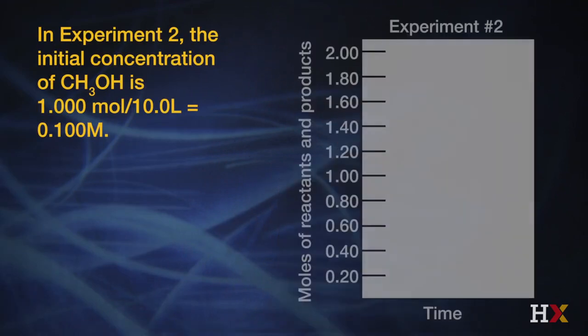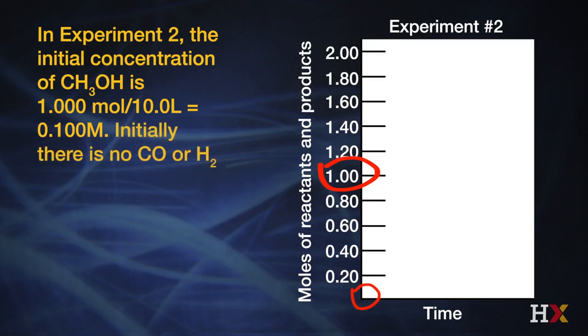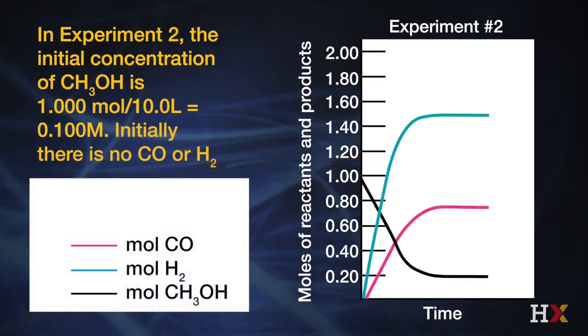But this gets more interesting because we can change the experiment around and start with conditions for which methanol is present at a concentration of 1 mole, and it's 1 mole per 10 liters, which gives us 0.1 molar. If we start the reaction with absolutely no carbon monoxide or hydrogen in the system, and then let the reaction proceed, remarkably, the methanol converts back to carbon monoxide and hydrogen. We can see that because CO and hydrogen are increasing at the same time that methanol is decreasing.